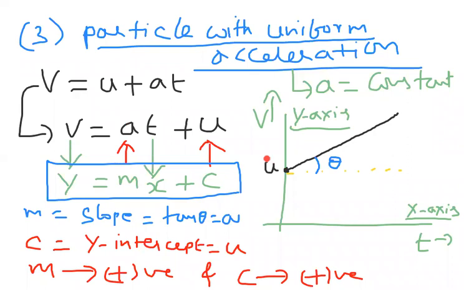As u is positive, we have to take the graph touching at a positive y-axis point and draw it like that. There is a positive slope. We are drawing the positive slope in this way, and this angle is theta here. So slope is nothing but tan theta equal to a. This is the information for the velocity time graph.